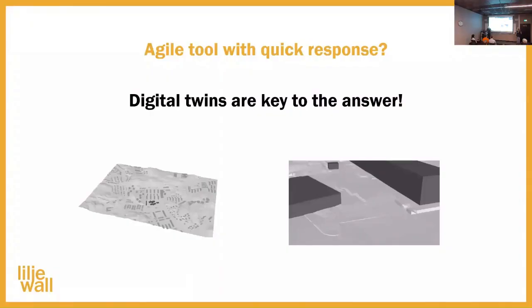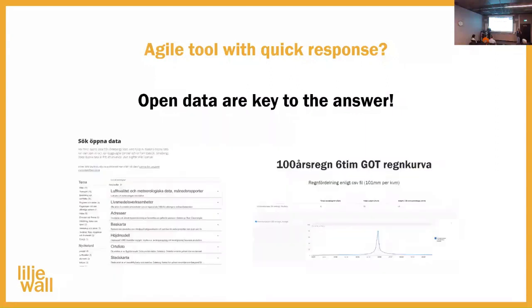So we felt the need to get a tool which is agile and will give us a quick response in our sketching stage mainly. And the digital twins here are really key to the answer, because you need quite a large chunk of a model with quite a level of detailing for the water to be flowing correctly.